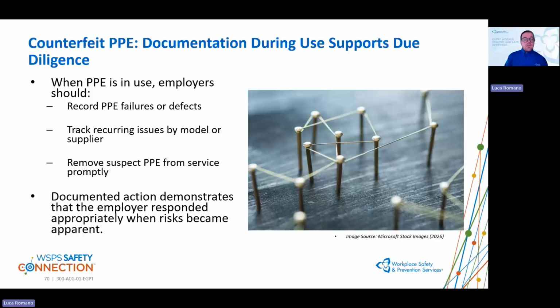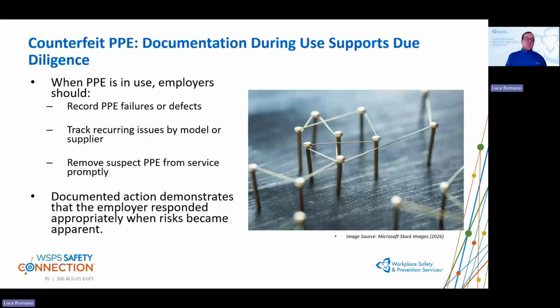At the end of the day, documentation during use will also support due diligence. So record keeping, inspections of personal protective equipment, all of these things that we do can help support the weight of evidence showing the things that we're doing that are living and breathing in the workplace to protect workers and maintain that internal responsibility system.